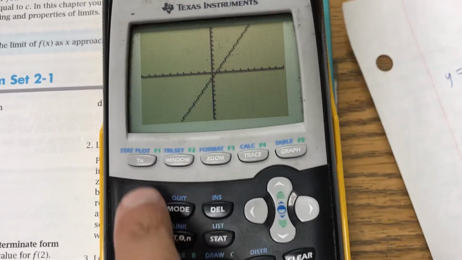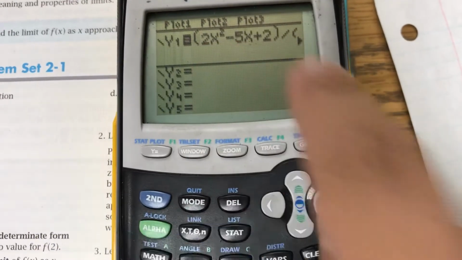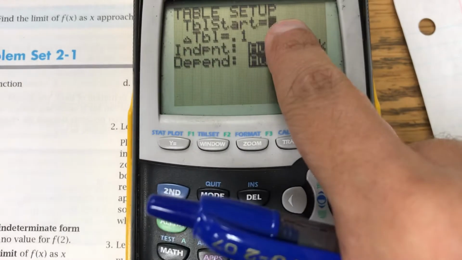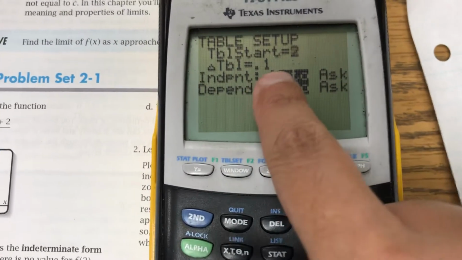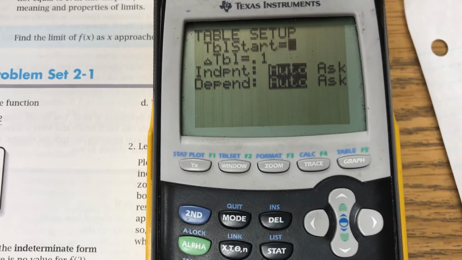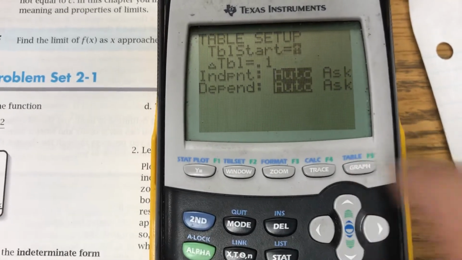Okay, another place you can see this, you can run a table of values. Table on your calculator is really important. So I've got this function in the y equals button here. I'm going to go to the table setup. I'm going to start my table at 2, and I'm going to have it count by ones, all right? And you can see I'm in auto mode, so it'll just generate this table. So let's go take a look at this table.